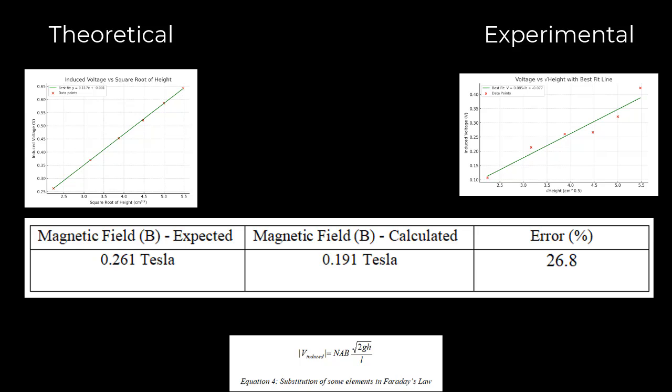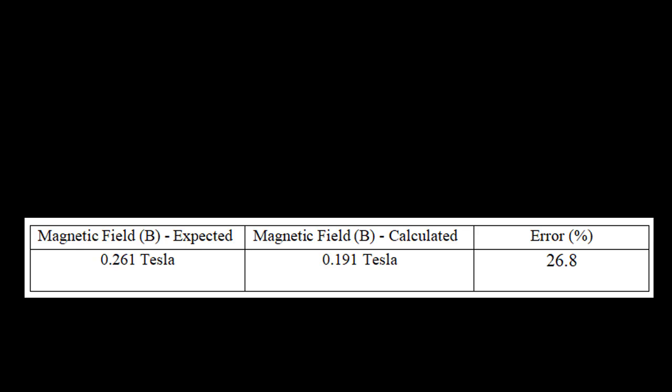From this measurement, the error rate becomes 26%, which is not bad. The cause of this error might be due to several reasons. The first one is air friction, which I ignored. As I dropped the magnet from a certain height, it was exposed to friction from the air. However, I ignored this in my calculations. That decreases the calculated magnetic field.